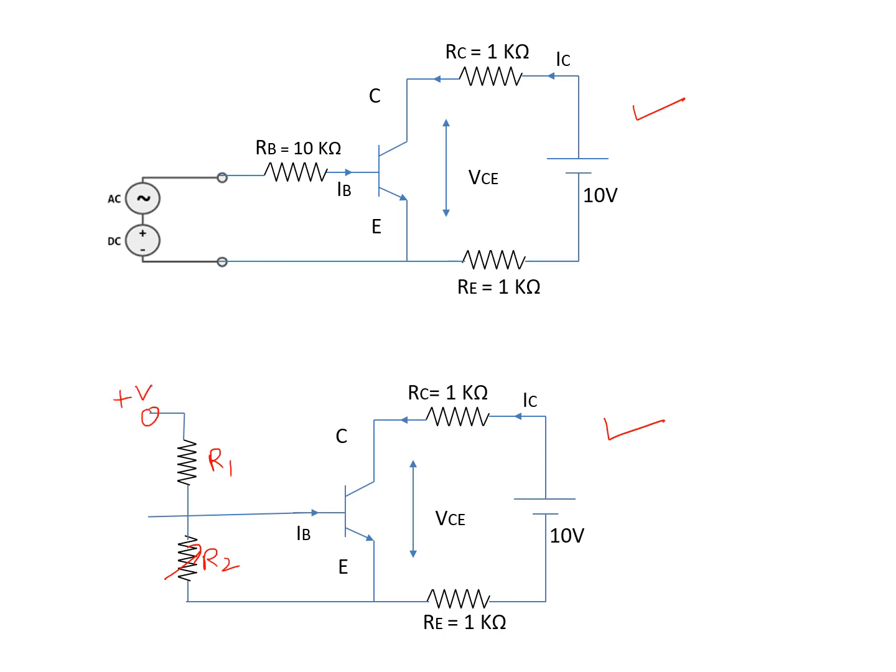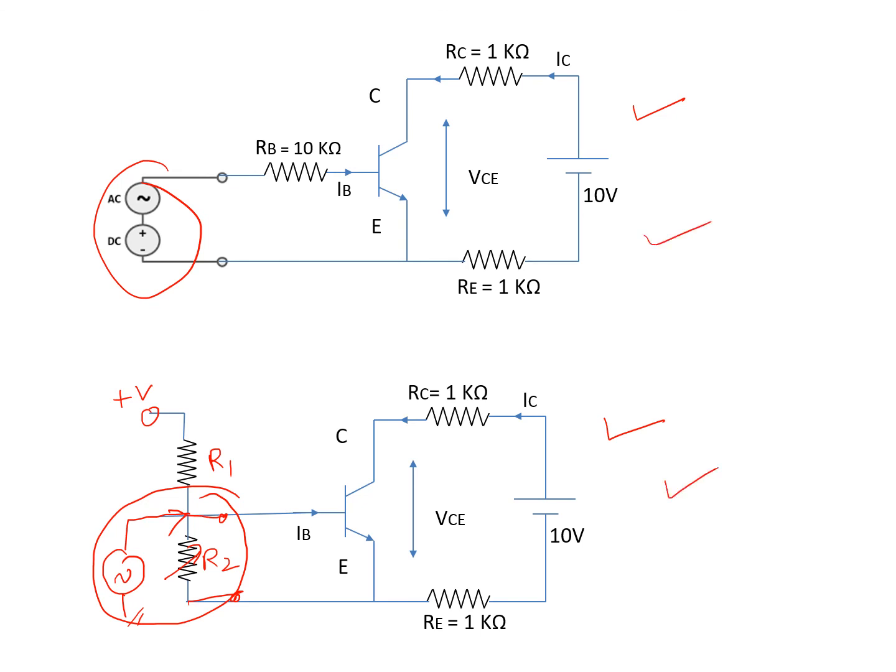Now, when we vary R2 between these 2 points, we get different DC bias, and our AC input is connected at this point. Now we get the same effect of this AC and DC combination. Both the circuits give the same output.